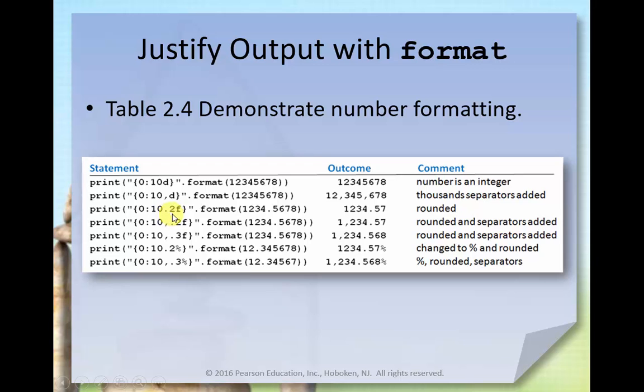Here's 0.2 in a floating point format. Okay, this is a rounding occurring here by nature of the fact that we're dropping it back to only 2 decimal points. That's kind of an automatic rounding. Here we have rounding with the thousand separator.